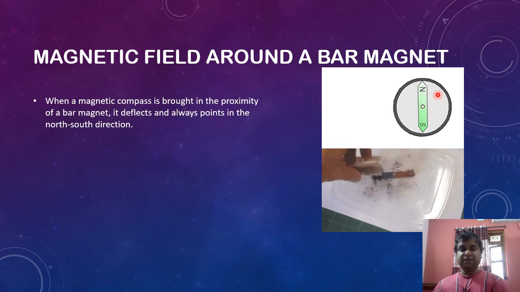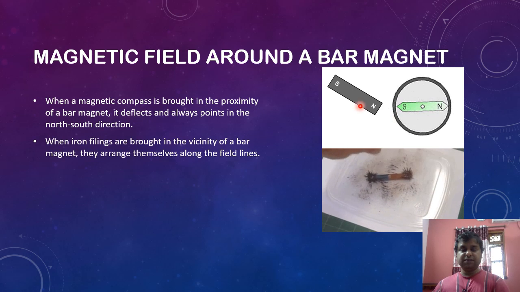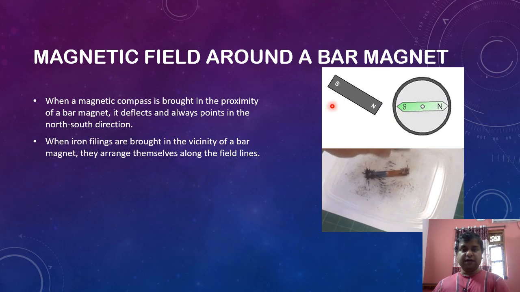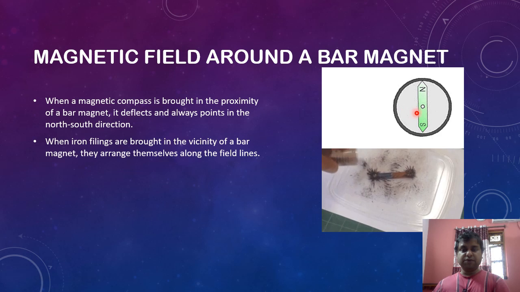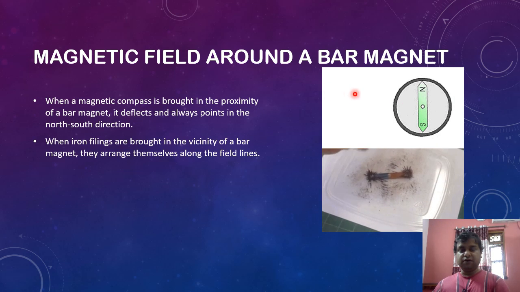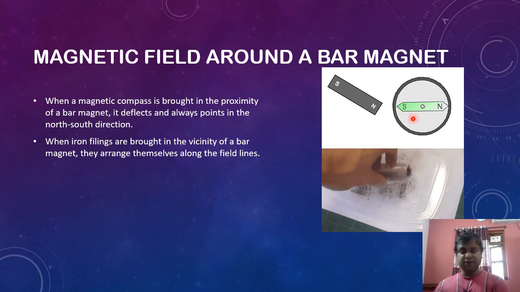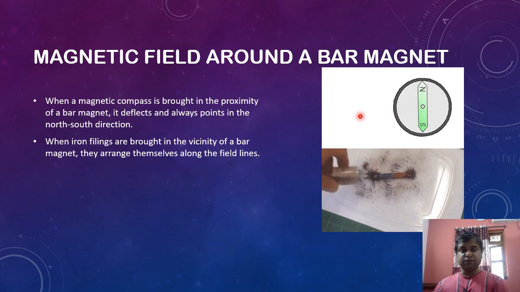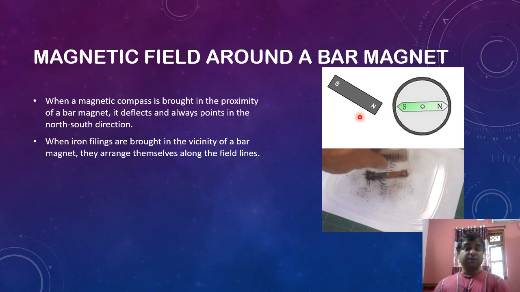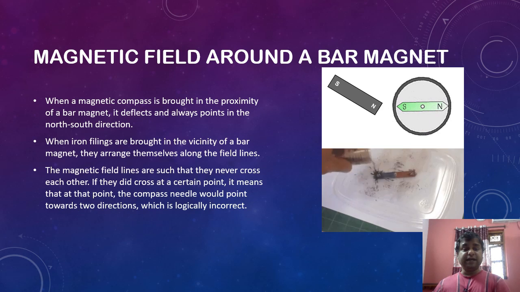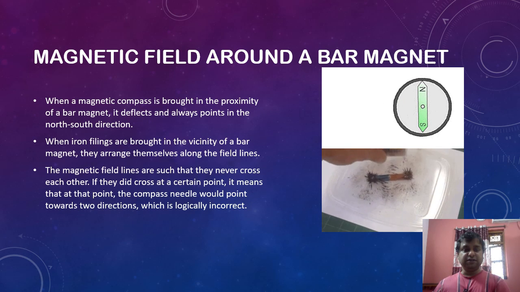Similarly, in this case there's a compass with the needle pointing north-south, and when we bring a bar magnet close to it, the needle gets deflected. Now, if we bring the north pole of the bar magnet closer to the compass, the needle will get deflected in such a way that the south pole will point towards the north pole of the magnet, because opposite poles attract each other.